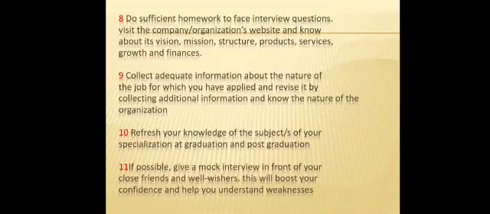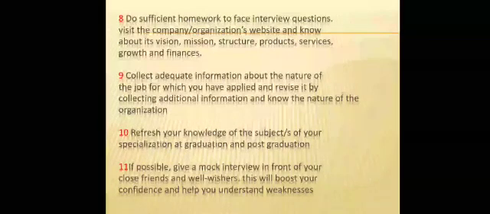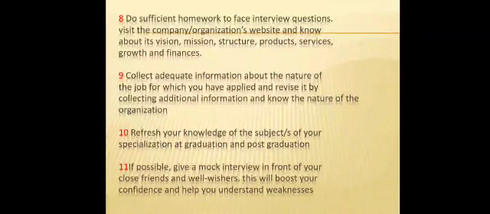After that, we need to collect adequate information about the nature of the job for which you have applied, and revise by collecting additional information, and know the nature of the organization. So that is also very important: while you are applying for any job, we need to understand what the nature of the job is, what the duties are, what different services you have to provide to the company, and what responsibilities you have to face in the company. So you need to prepare properly, because they might ask you some questions regarding that.